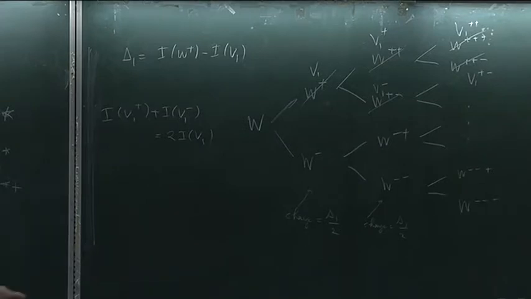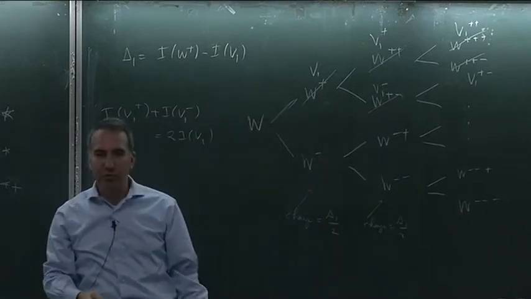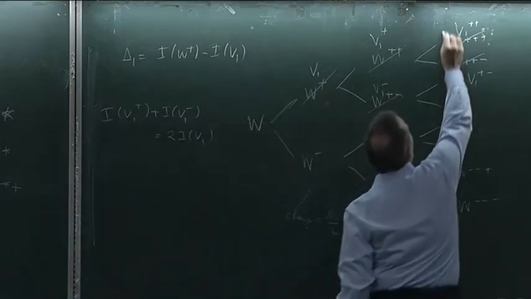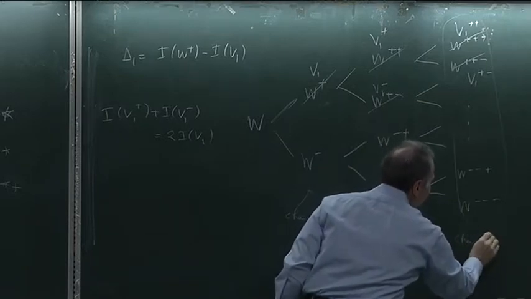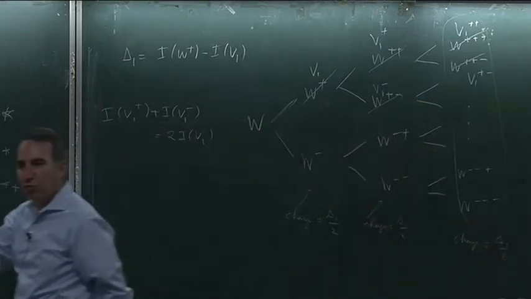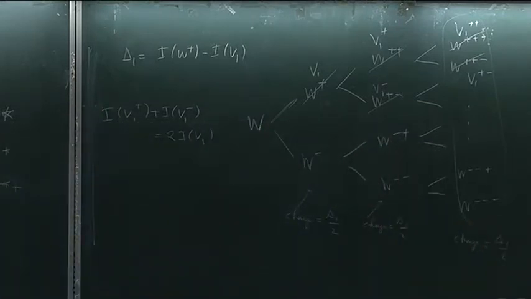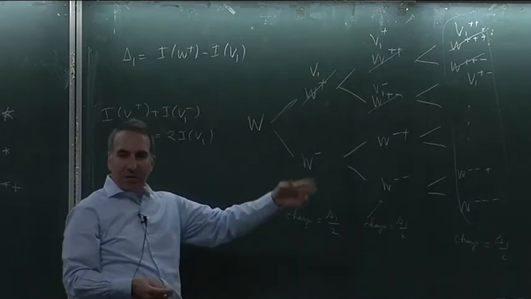You can iterate this to show that the change in every column here is exactly delta 1 over 2. So the change in the mu is delta 1 over 2. All right. So now I can keep doing this.